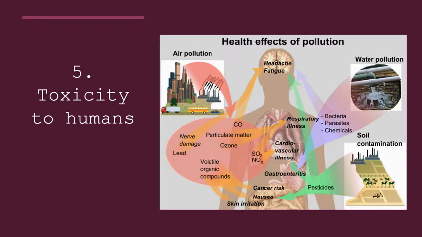Finally, of course, there's toxicity to humans, right? We're applying these pesticides to our crops, but that means that if they're still on the crops when we eat them, then we could be affected by them. So there's all kinds of health effects. It just depends on what it is we're being exposed to and how much of it we're being exposed to.